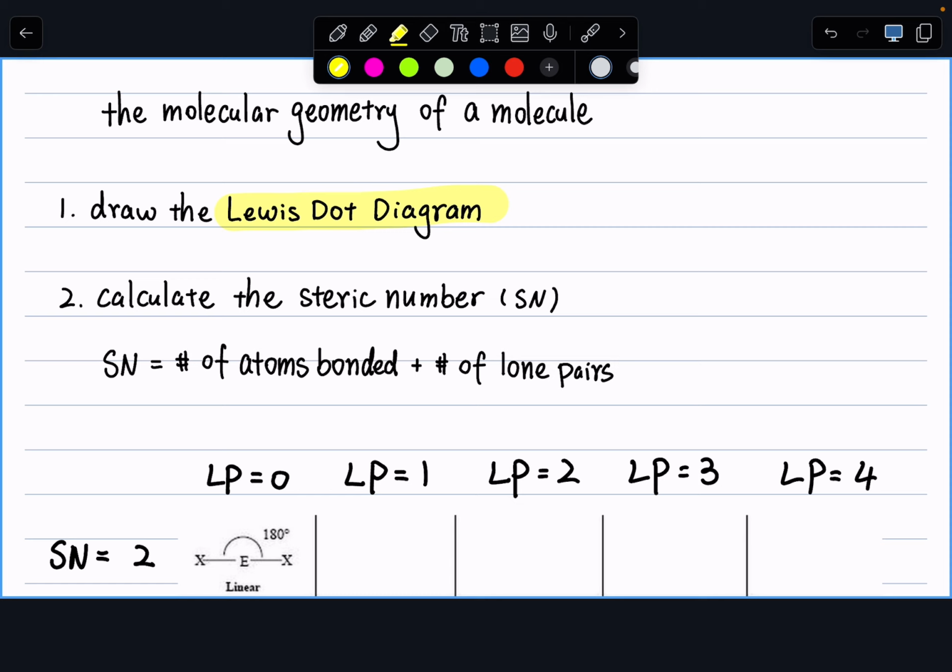Right, we have 6 different steps of the Lewis dot diagram. You first identify the least electronegative atom, you put it in the center, using the octet rule to solve for the number of bonds.